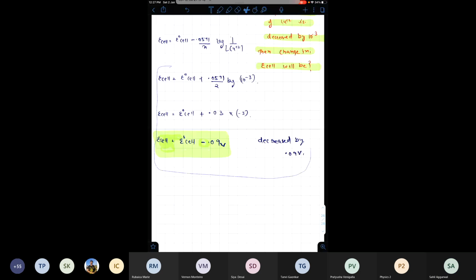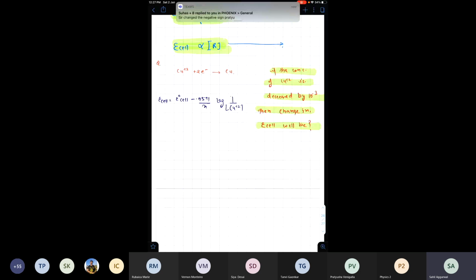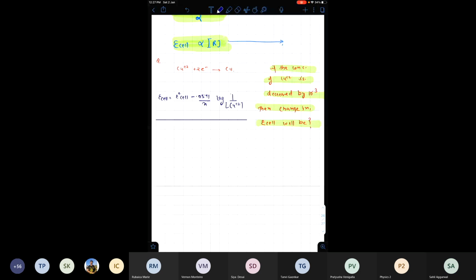Ek ek step dekho aap aaram se. See, first you had this equation. Okay, Pratyusha. Then we made it positive to make it simple. Okay, so initially you had, say, concentration 1m. Finally you have concentration 10 to the power minus 3m.